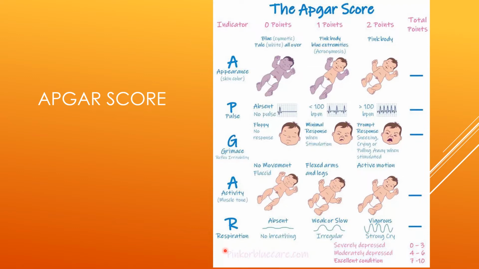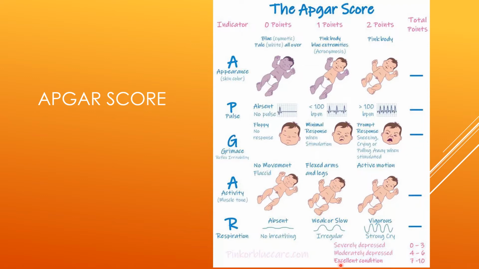So here the respiration effort we have to see. There is no respiratory effort, there is no proper cry, so the point will be 0. Then the baby is having a weak or slow cry, the point will be 1. Then the baby is having a vigorous and strong cry, then the point is 2. So here they have mentioned the score.